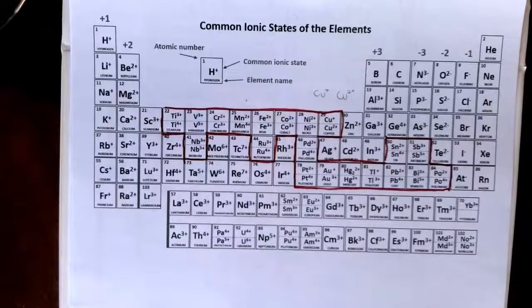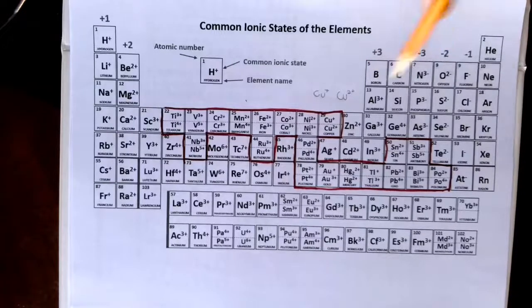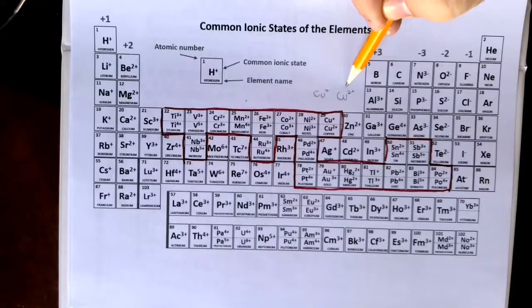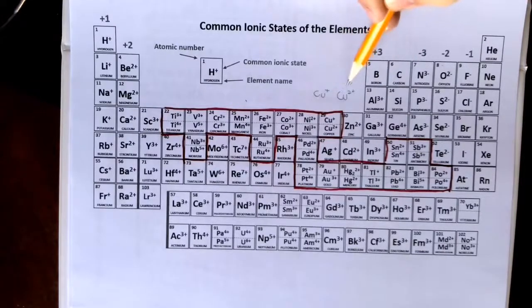Either one can be perfectly stable, perfectly normal, and either one could be bonded with oxygen. I could have copper oxide or copper oxide. That's an ambiguous naming structure, so it's not allowed. We can't have an ambiguous naming structure.